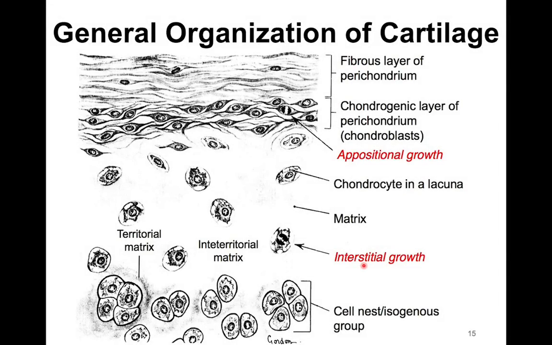So let's start with cartilage. So when you see the general organization of cartilage, cartilage is externally covered with perichondrium. Not all cartilages are covered with perichondrium. There are some exceptions. We'll see it later. But most of them externally, they are covered with perichondrium. And perichondrium has two layers, fibrous layer and chondrogenic layer. The fibrous layer is a dense, irregular connective tissue.